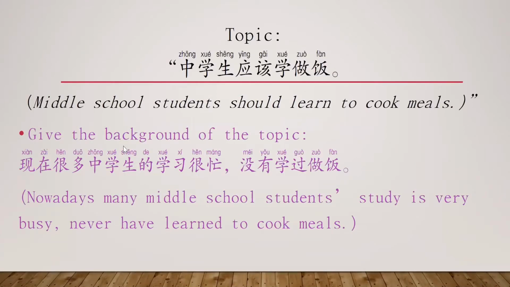Okay, first, give the background of the topic. So this is only one example. Okay, so you can definitely use your own examples to introduce the background of the topic. So this is only one reference. 现在很多中学生的学习很忙，没有学过做饭。So nowadays, many middle school students' study is very busy, never have learned to cook meals. Okay, so this is talking about the background of this topic.